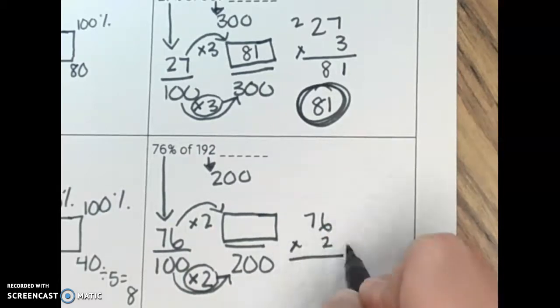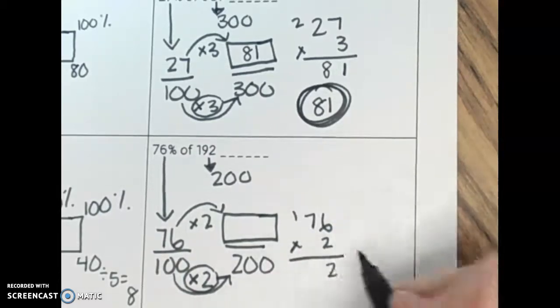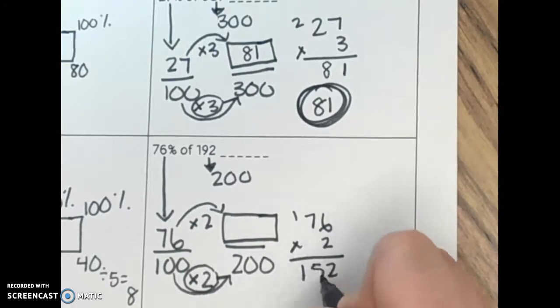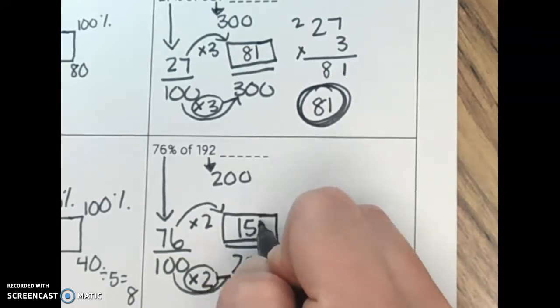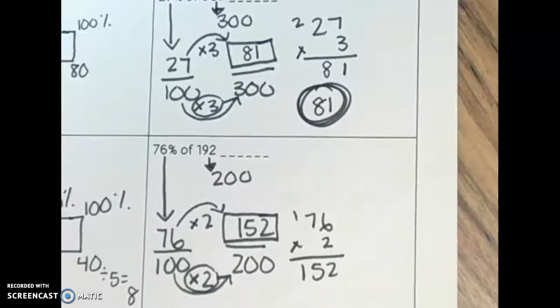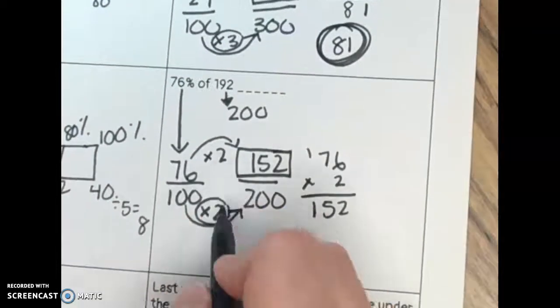If you can do it in your head, that's awesome. If not, you're going to come to the side of your paper and do it just like me. So 76 times 2 is 152, and that is your answer right here.